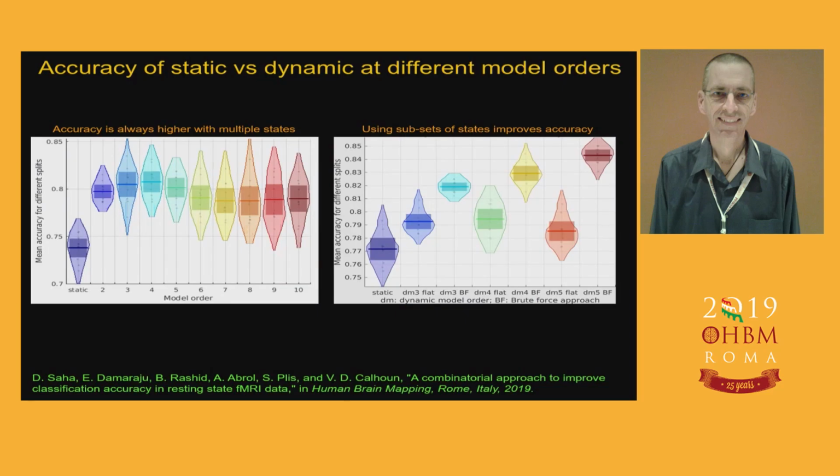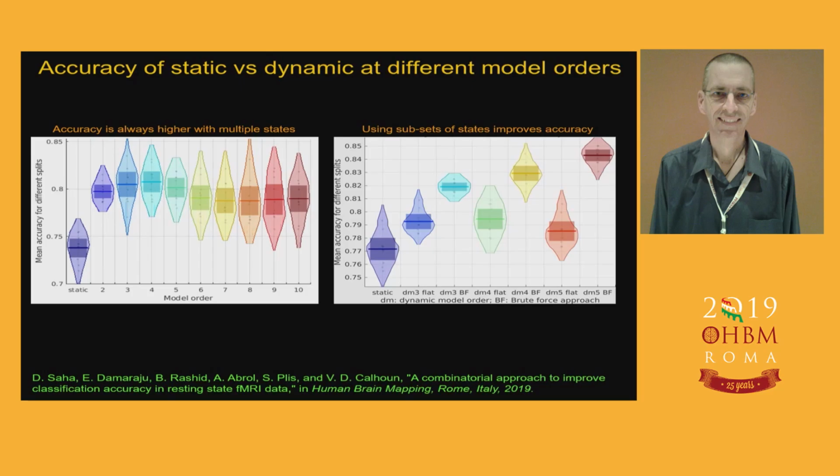Going a little bit further, we've looked at whether we can use classification accuracy to determine how many states we should estimate. Here you can see that going from 1 to 2 or more states is, across the board, improving accuracy, with a slight improvement around state 4 in this case, for a schizophrenia versus healthy control comparison.